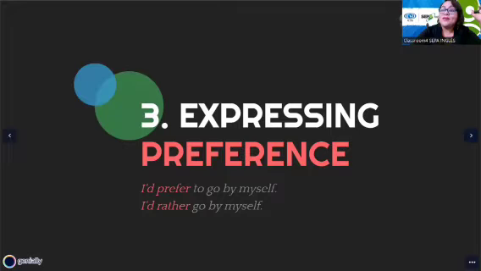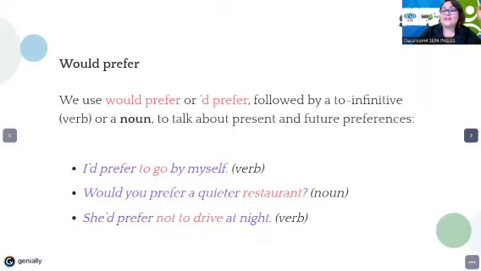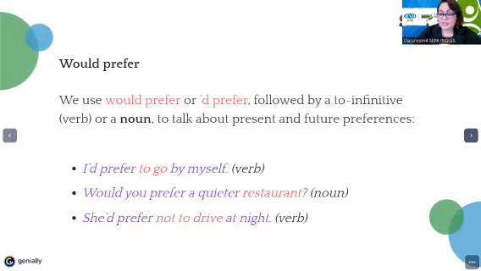How we use these structures to express preferences. I prefer to go by myself. I'd rather go by myself. In both cases, they have a different structure, but the meaning is the same. The sense of the sentence is different when we use the structure, but the meaning is almost the same.